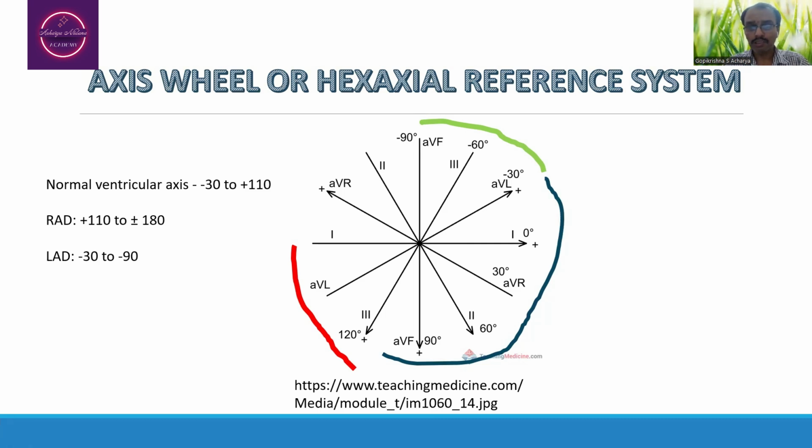The question for most students is how to identify and draw the electrical axis. Here the electrical axis refers to the ventricular axis only. Of course, an atrial axis or a septal axis can also be drawn, depending on the direction of the vector.